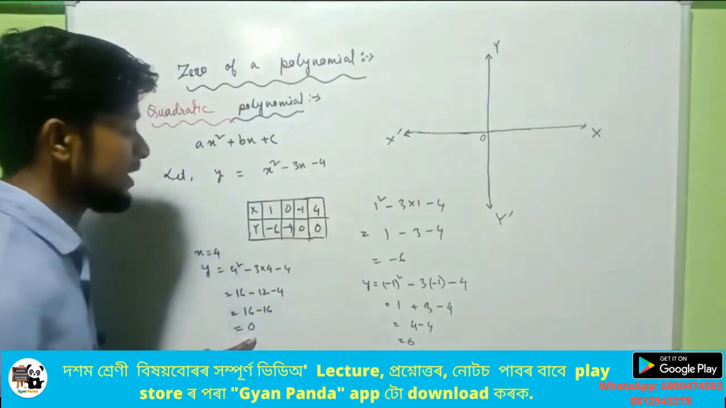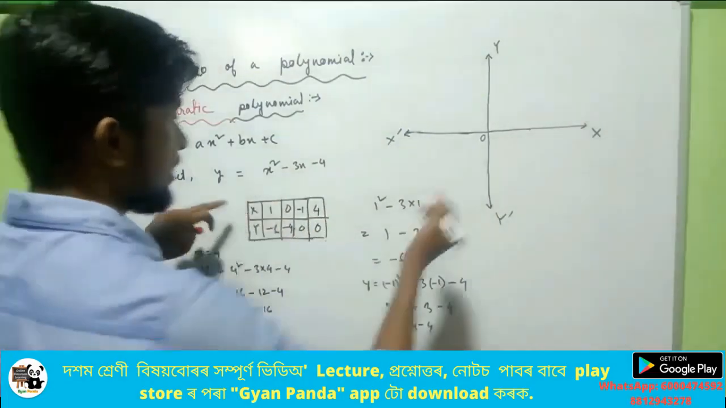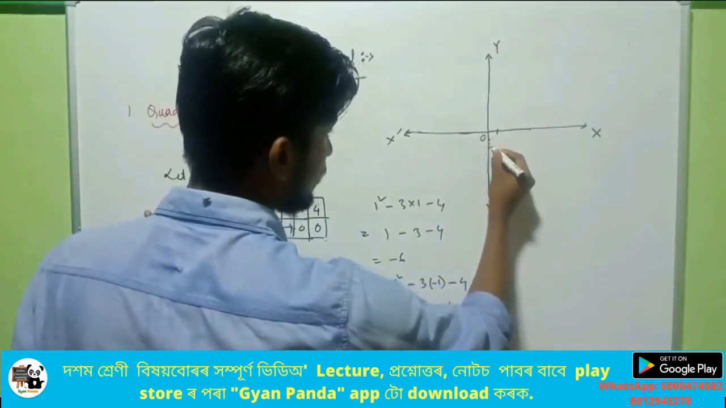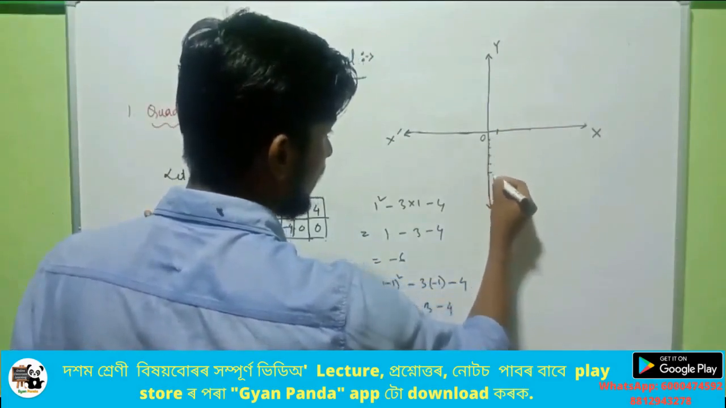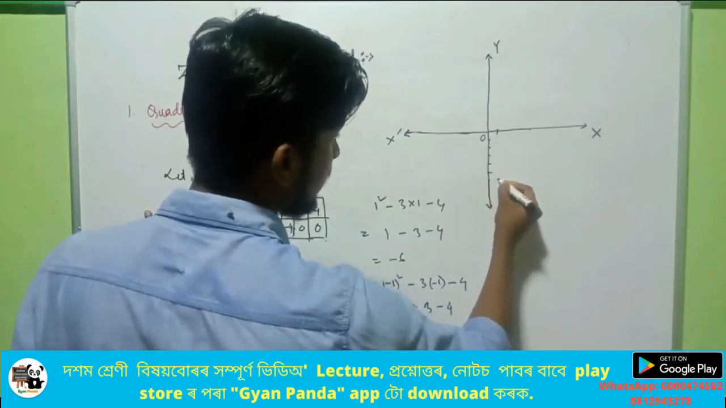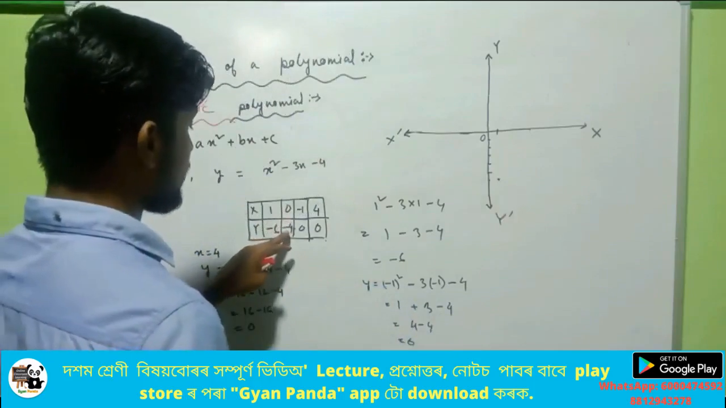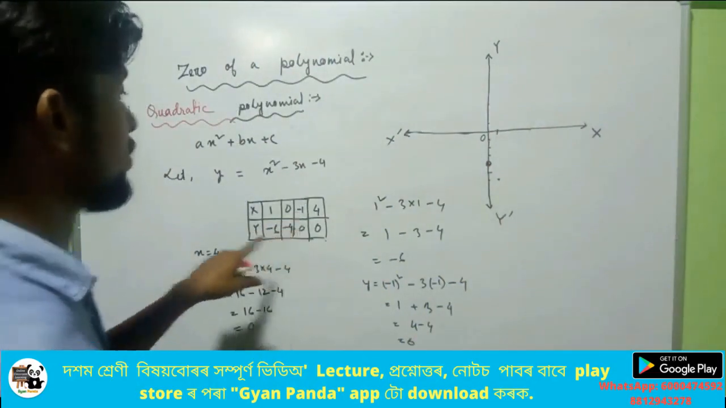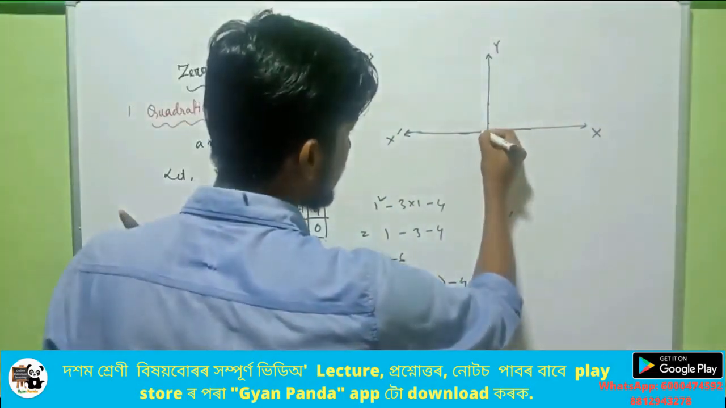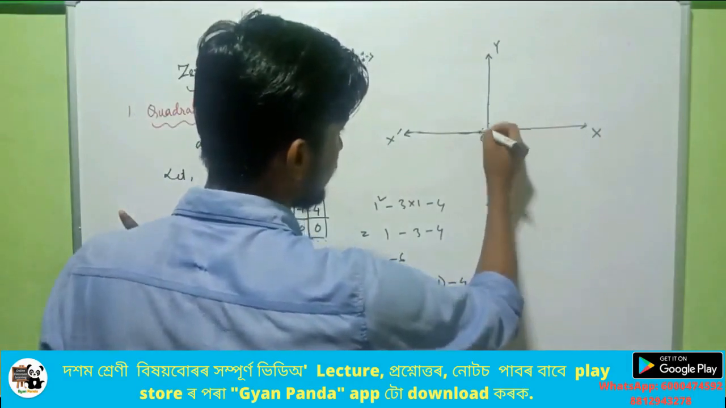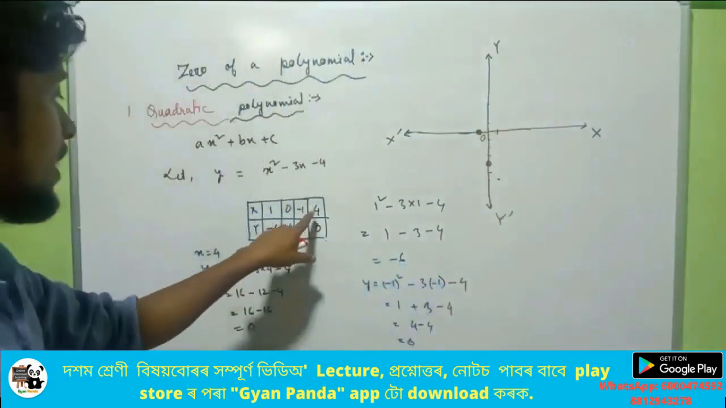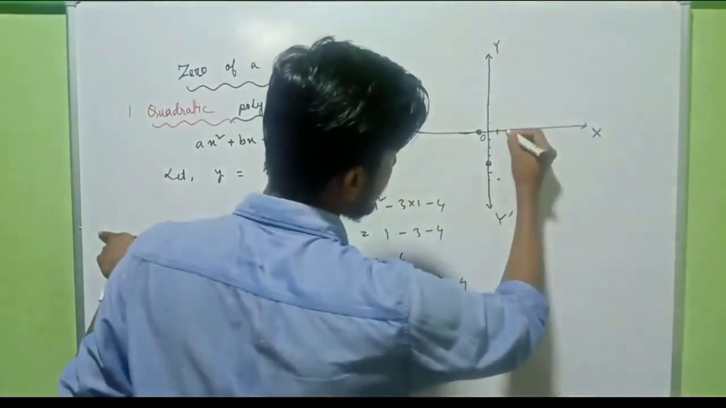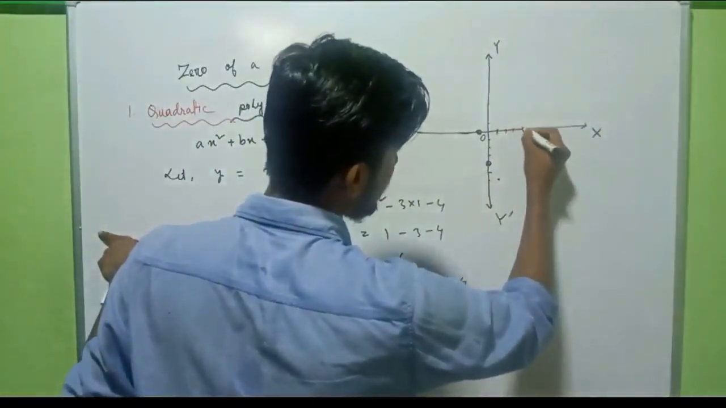Y becomes 0, right? So if you plot the points, suppose somewhere there, minus 6, it will be here, 1 2 3 4 5 and 6, somewhere at this point. 0, minus 4. Again, minus 1, 0. This one is minus 1 and 0, right? Minus 4, 0, oh sorry, 4, 0. Alright, 4, 0, 1 2 3 4, somewhere there, right?